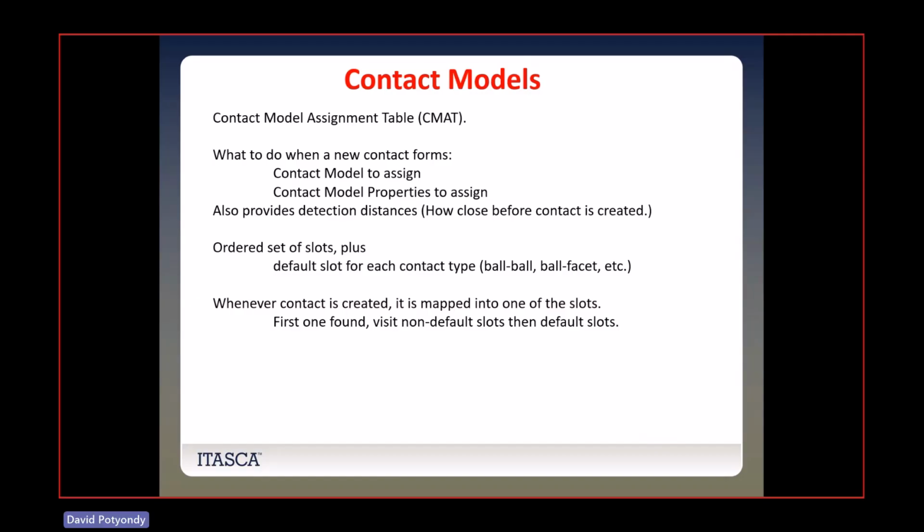So what we have is this thing called the contact model assignment table, CMAT. So there's a command, CMAT, blah, blah, blah. What it basically does is it lets you say default. So for any reason, if a contact forms, give it the linear model and give it this value of KN, KS, and fric. All right, default, everybody.